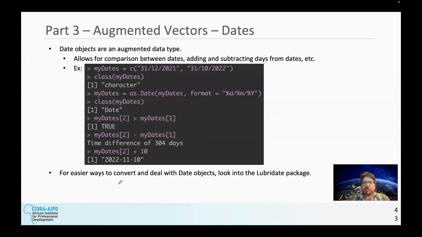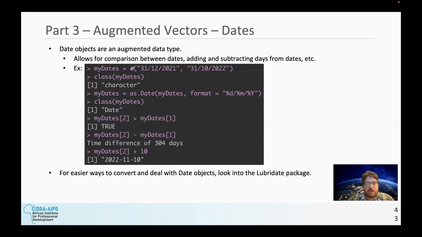Another type of augmented vector are dates. This is an example of the data being augmented in a way that's not exactly visible. It's something going on under the hood. What I mean is when you look at a date in R, it looks like a character string, but there's more going on underneath the surface that you can't see, which allows you to do certain things like compare two dates or subtract one date from another date, stuff like that. So let me show you.